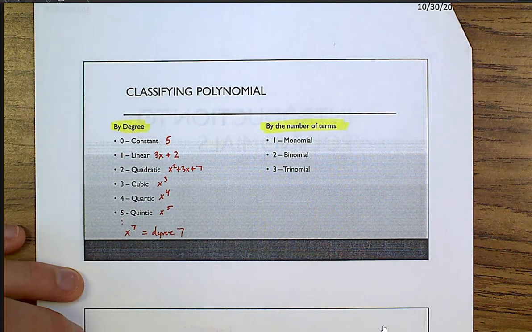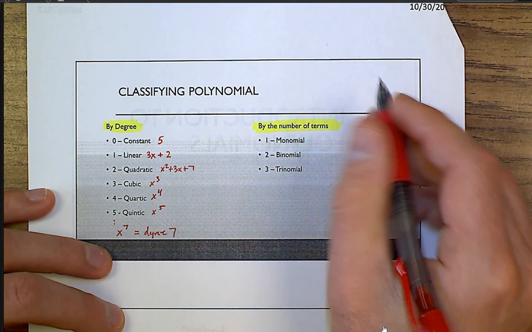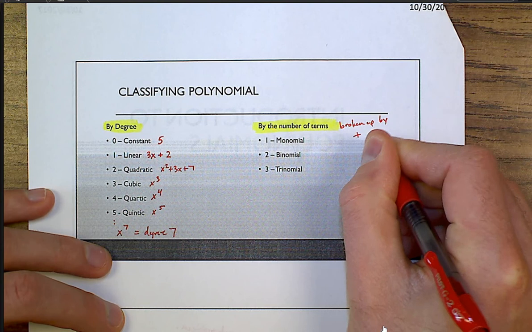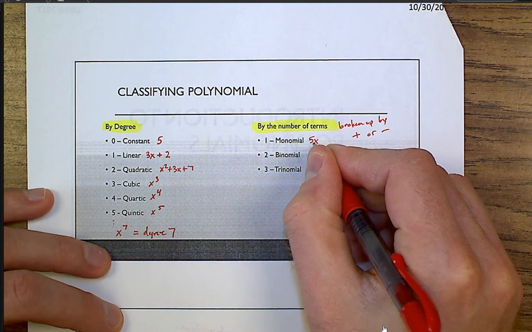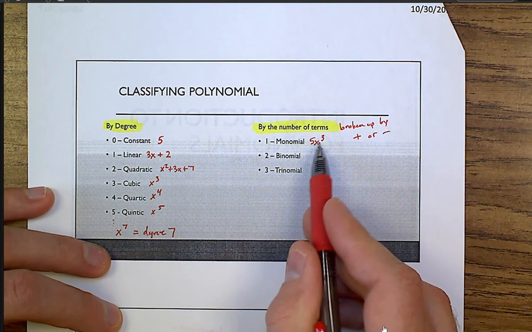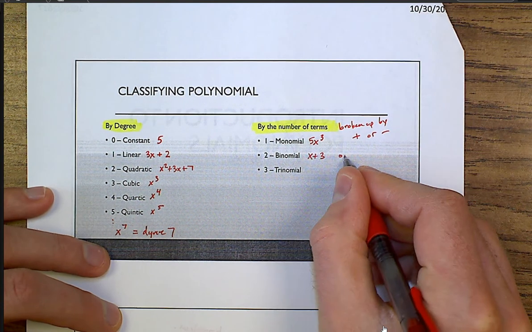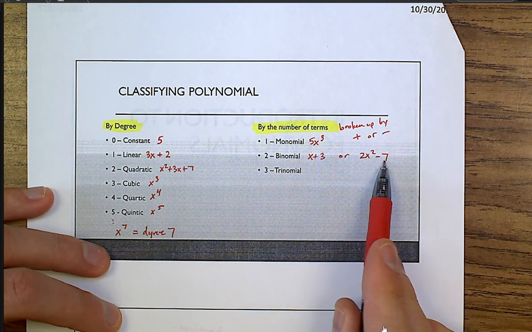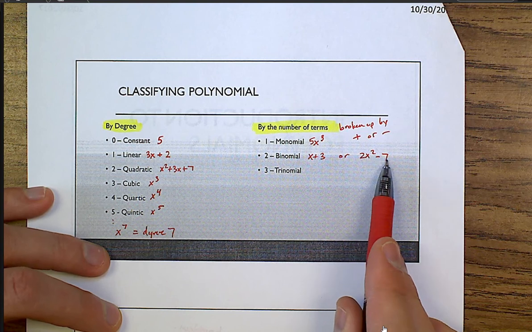So by their terms, that means how many terms there are. Terms are usually broken up by addition or subtraction, okay? So a monomial is one term. You can have a monomial that looks like this, 5x to the 3rd. That's just one term because it's together with multiplication. Binomial is like x plus 3, right? Or 2x squared minus 7. That's an example of a binomial, two terms broken up by a subtraction sign.